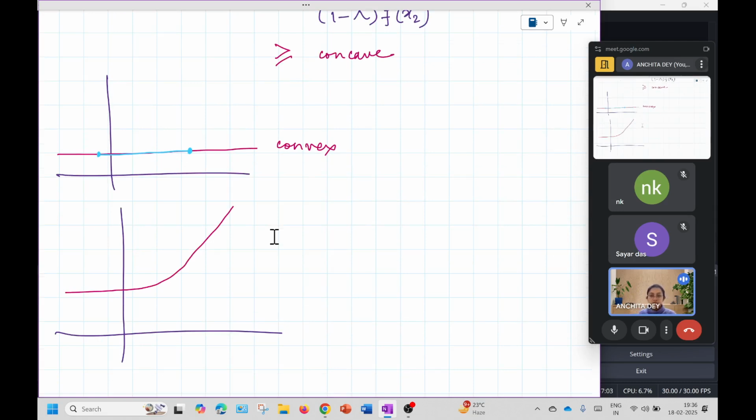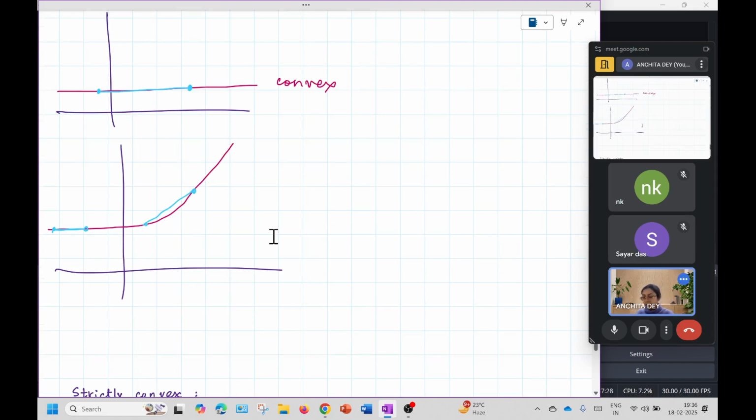So if I do this, you can see that at this small portion that we have, it's simply a straight line segment, and then it's going up. So if you join any 2 points here, it would lie exactly above the function. But if you take 2 points here, then it is lying on the same part as the function itself, but never below. So this is also convex.